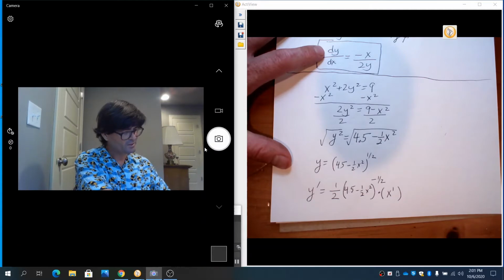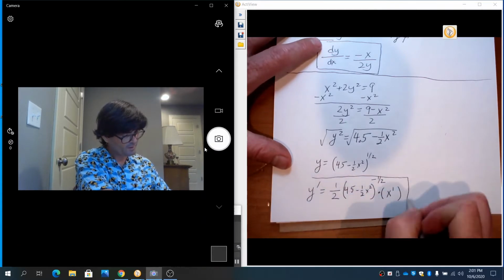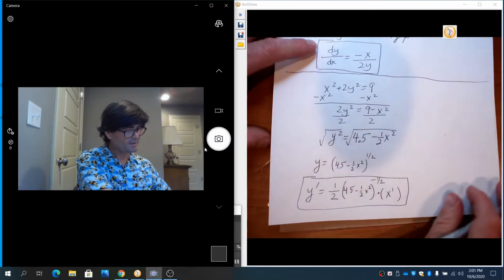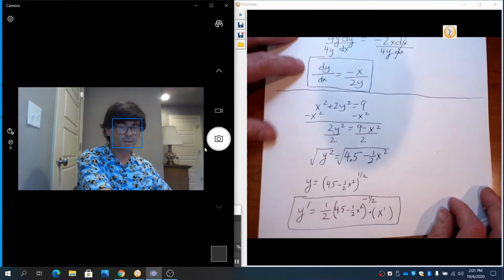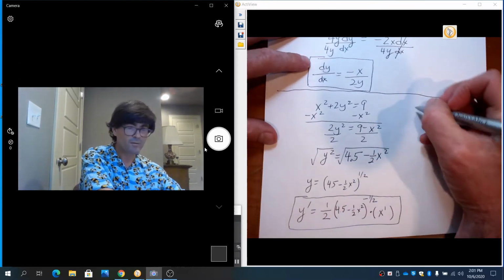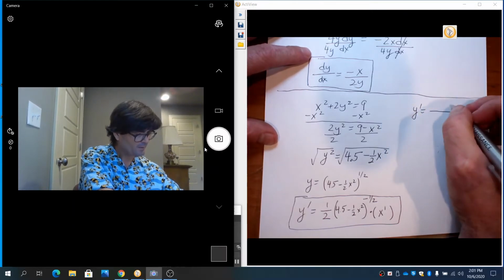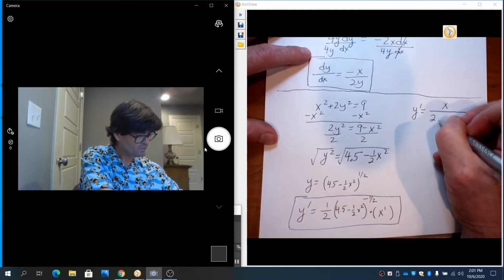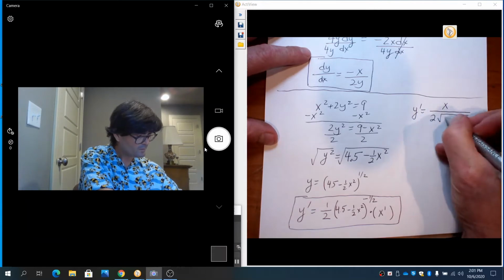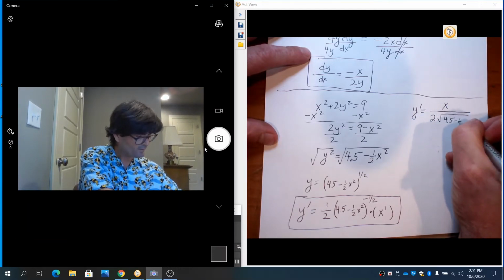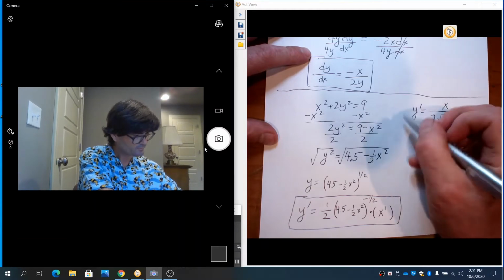So that is the derivative. And that's in terms of x. And I want to just recopy that up here and write it in a fraction form. Now we've got x over 2 roots of 4.5 minus 1/2 x squared.